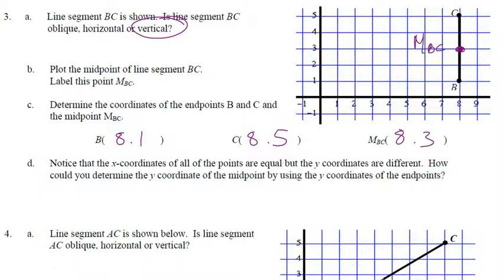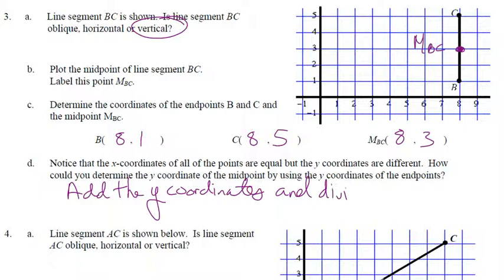How could you determine the y-coordinate of the midpoint by using the y-coordinates of the endpoints? So how do we combine 1 and 5? There's not much getting by you guys. So we're going to add the y-coordinates and divide by 2. Right? So what do we got? We got 1 plus 5 over 2, which is 6 over 2, which is 3. Yep. Hey, so far so good.